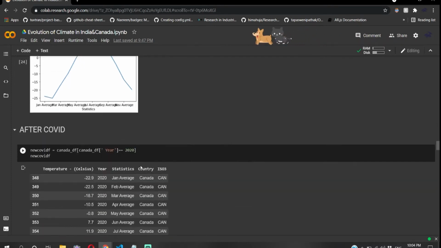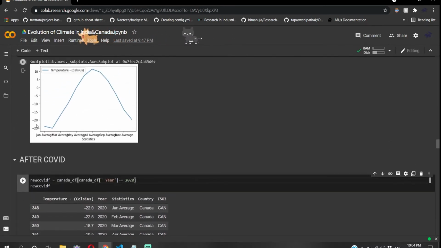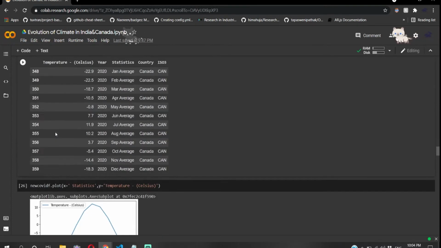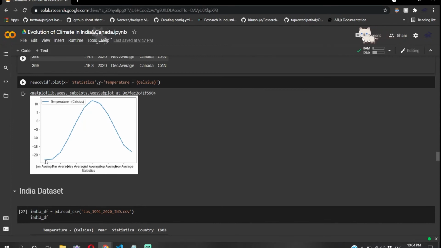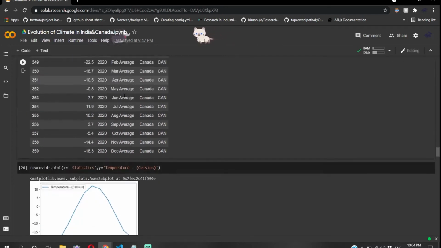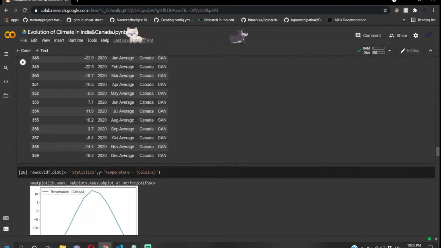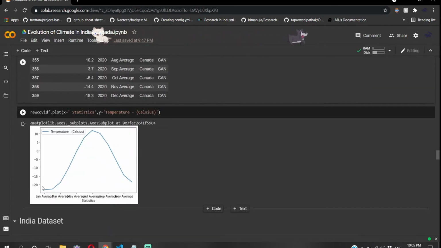But after COVID, I've taken 2020 as the year and then made the graph. We can see that here we have a decline, but here it is towards an incline. So it's not declining, and then it goes up, up, up, and here it also goes up, up, up. There is not much difference, but there is a huge difference in the starting months.